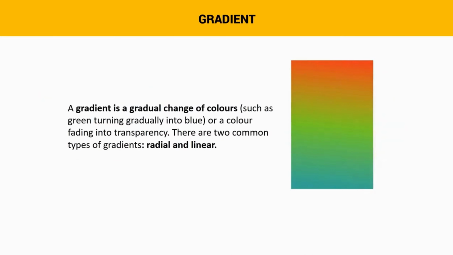Gradient. A gradient is a gradual change of colors, such as green turning gradually into blue, or a color fading into transparency. There are 2 common types of gradients, radial and linear.